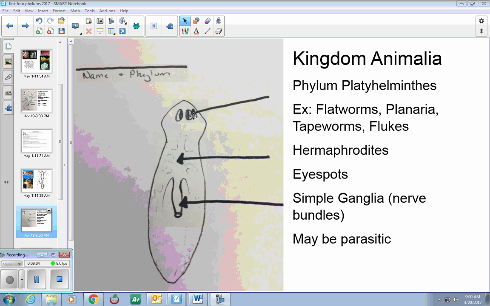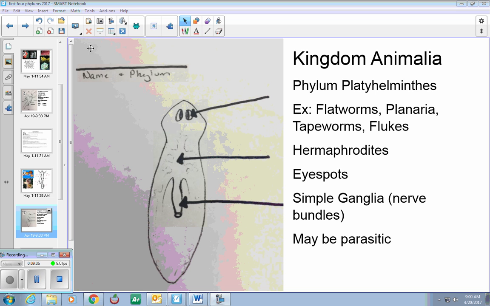So this little guy right here actually looks cross-eyed, and they are quite funny to look at under a microscope. Those are his eye spots. Basically, they sense light, and I'll show you in class how to simulate what they see. They have a simple ganglia. Right in here, they have a simple nerve net throughout their body. It runs all the way to the end. It's not really a brain. It's the primitive start to a brain. And then some may be parasitic.